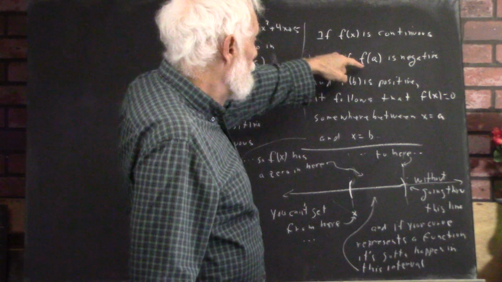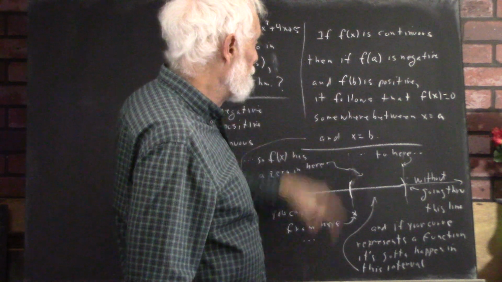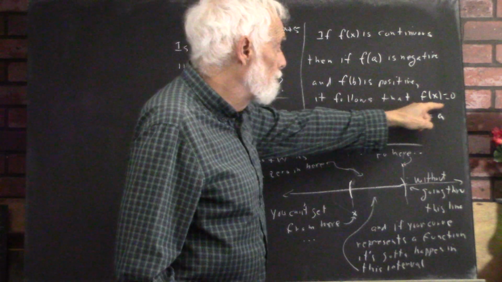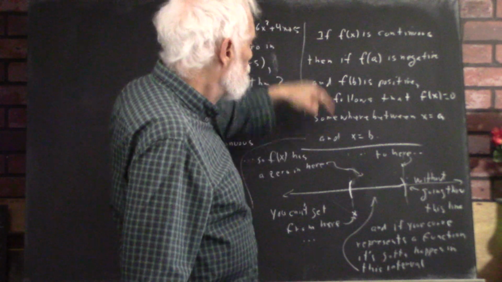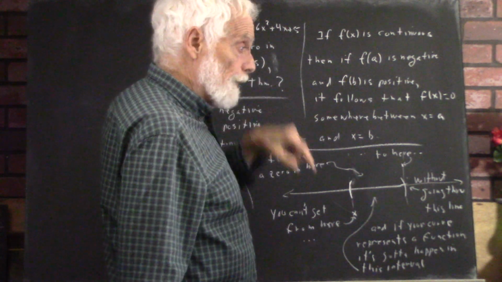then if f of a is negative and f of b is positive, it follows that f of x is 0 somewhere between x equals a and x equals b. That's one statement of the intermediate value theorem.